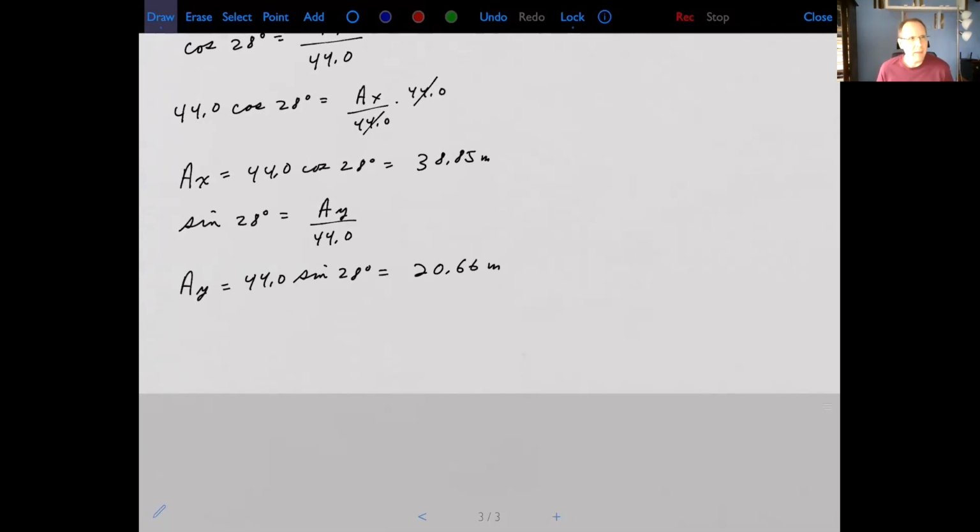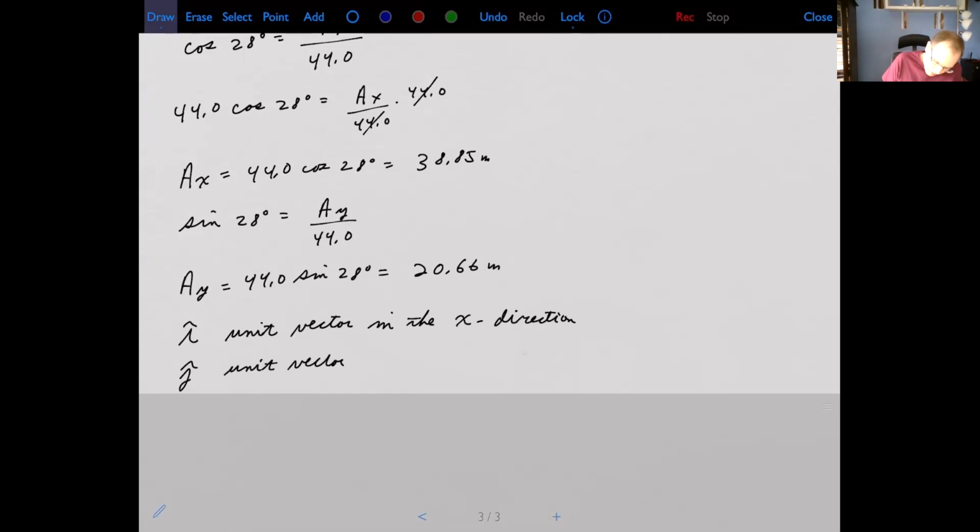So now our vector A, if you want to write, hopefully you guys remember, I think that this was mentioned in lecture, but one way of writing the vector is in terms of the unit vectors. So remember, I hat is a unit vector in the x direction. And then j hat is a unit vector. Unit vector just means it has length 1. Unit vector in the y direction.